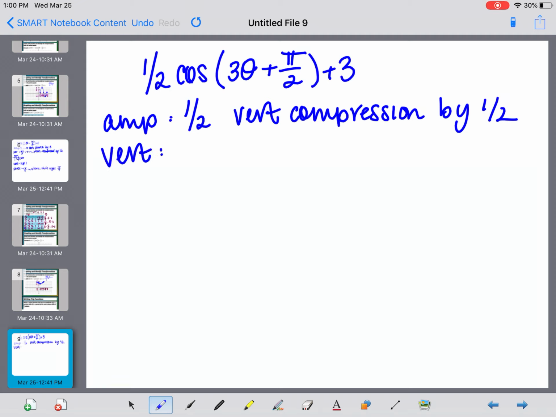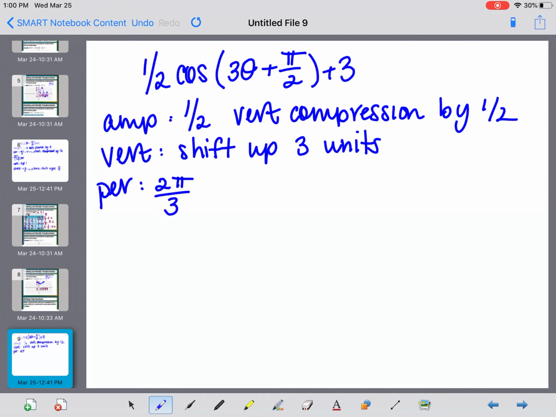Okay, we could do vertical shift. That's an easy one. So this is shifted up 3 units. Okay, and let's talk about the period. So 2 pi over 3. Okay, so what did we do? We went from a period of 2 pi to a period of 2 pi over 3.